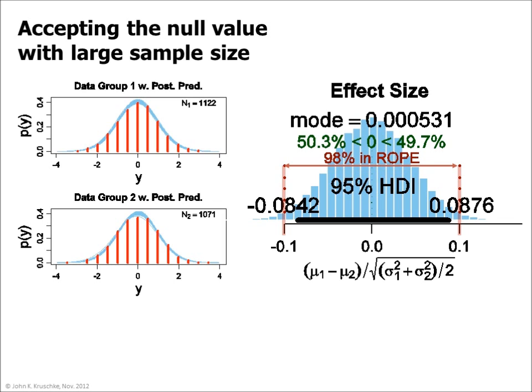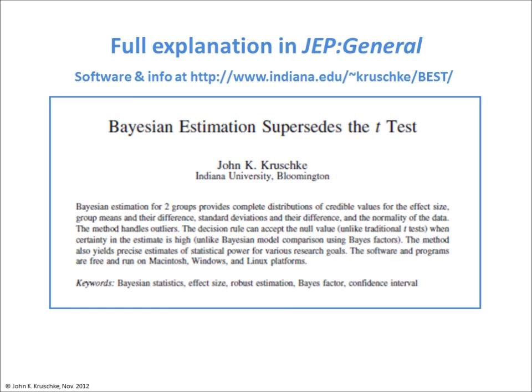The decision rule also provides for accepting the null value. For the large samples of data shown by the red histograms here, the resulting posterior distribution is very precise. The posterior distribution shows that the 95% HDI falls completely within the ROPE. Therefore, we accept a difference of 0 for practical purposes because the 95% most credible values are all practically equivalent to 0. A full explanation appears in an article in JEP General. Free, easy-to-use software and information are available at the website shown here.